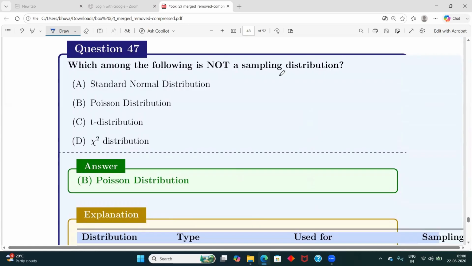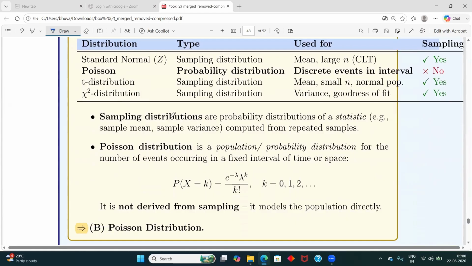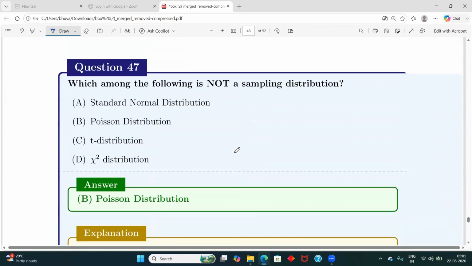Which of the following is not a sampling distribution? That is the Poisson distribution. A sampling distribution is a probability distribution for a statistic, for example sample mean or sample variance computed from repeated samples. Poisson distribution is a population probability distribution for the number of events occurring in a fixed interval of time or space. The equation of the Poisson distribution is e to the power minus lambda, lambda to the k, divided by k factorial. Here lambda is the mean. So it is not derived from sampling. It models the population directly. So the correct option is B for this question.